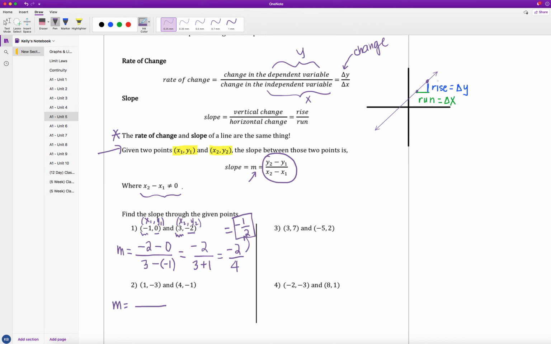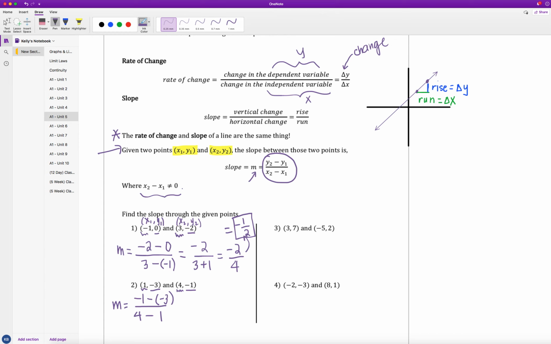So we need to start with our y2. That will be our negative 1 minus our y1, which will be negative 3. Remember, since I have minus a negative, I do want those parentheses here. Or if you want to go straight to writing it as negative 1 plus 3, you can do that as well. In our denominator, I need x2 minus x1. So I'll need 4 minus our 1, since 1 is our x1.